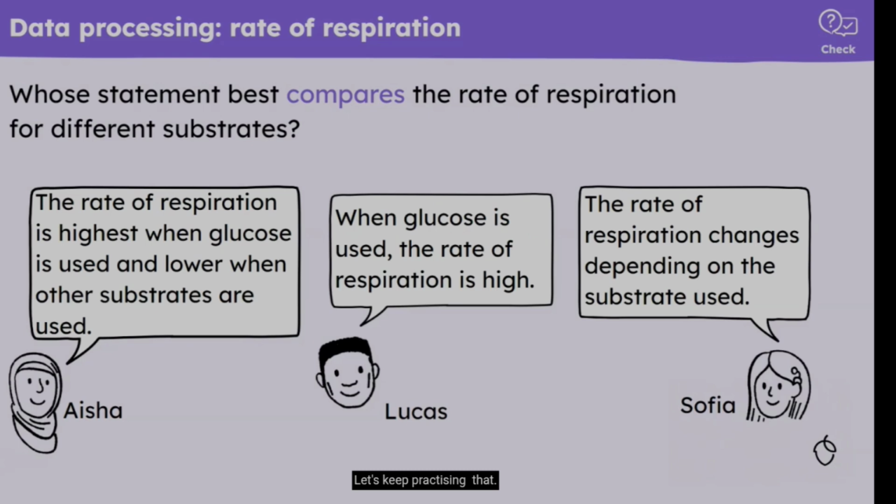Let's keep practicing that. Whose statement best compares the rate of respiration for different substrates? Is it Aisha? The rate of respiration is highest when glucose is used and lower when other substrates are used. Is it Lucas? When glucose is used, the rate of respiration is high. Or is it Sophia? The rate of respiration changes depending on the substrate used. Take 5 seconds, or if that's not enough time, click pause and click play when you're ready to see the answers.